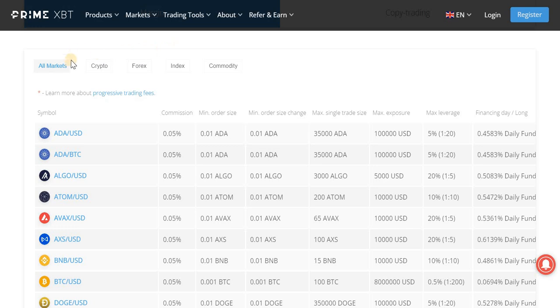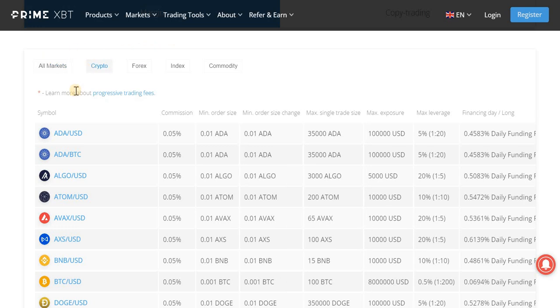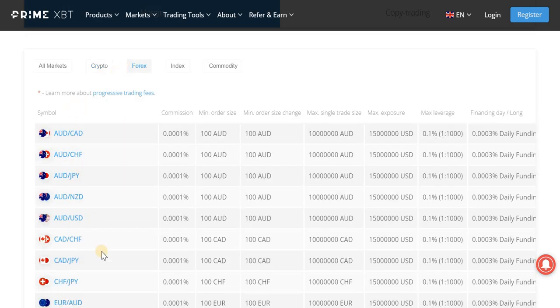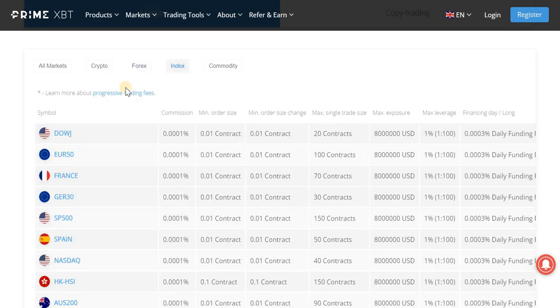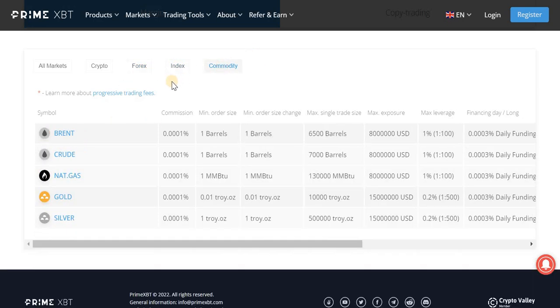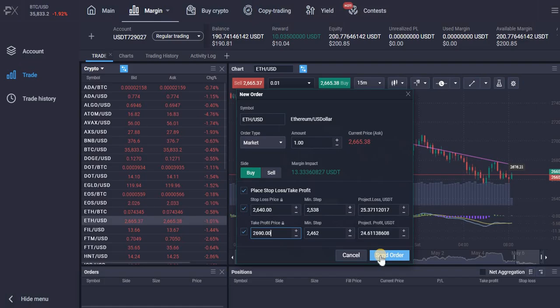You can also click on each section right here. For example, click on crypto and this will display crypto assets, the forex section, and you can see the different trading pairs. Click on index, the same thing, commodity, also the same thing. So this is a breakdown of each asset that you want to trade. Right now I can place a trade of 1 Ethereum at this current price.